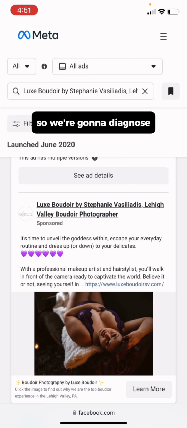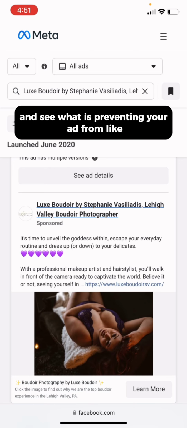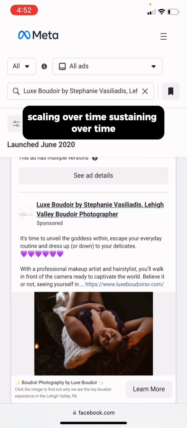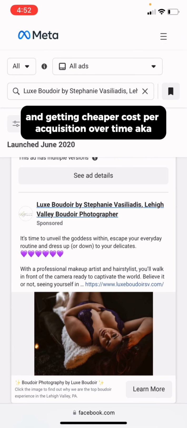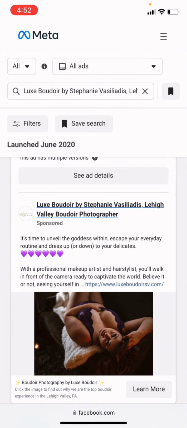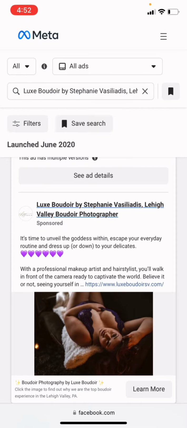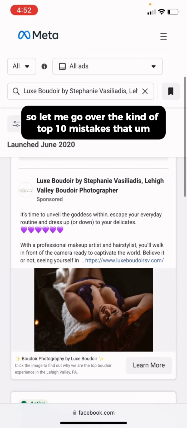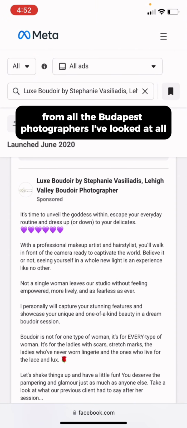So we're going to diagnose, see what you're doing and see what is preventing your ad from scaling over time, sustaining over time, and getting cheaper cost per acquisition over time, aka more clients with the same ad spend, aka higher ROAS. So I'm going to be going over the top 10 mistakes that are preventing that, from all the boudoir photographers I've looked at.